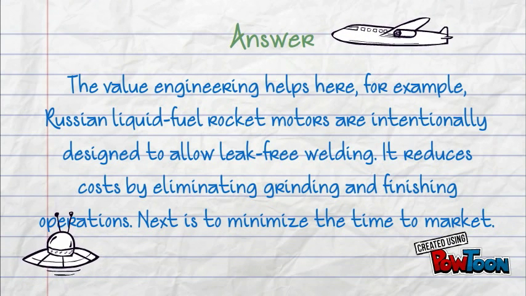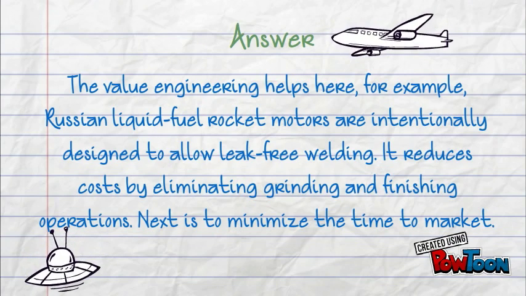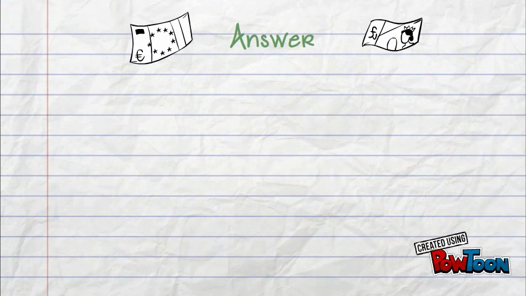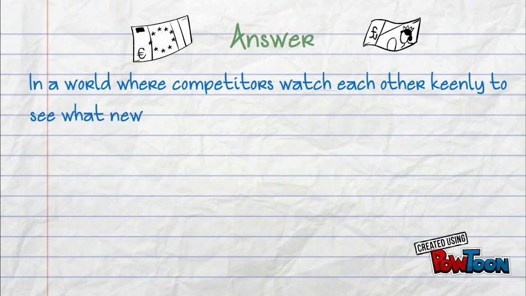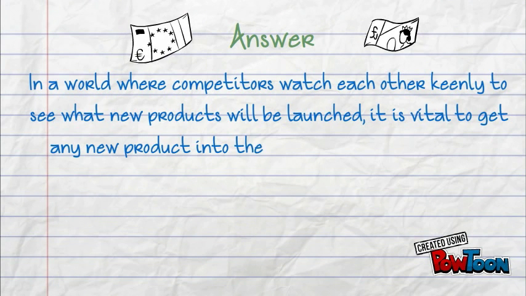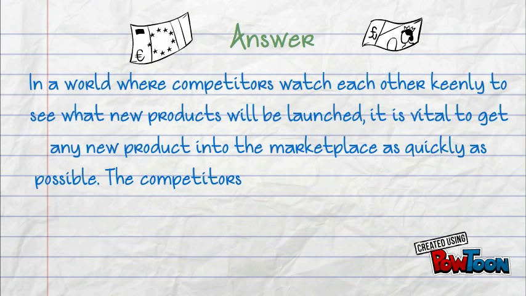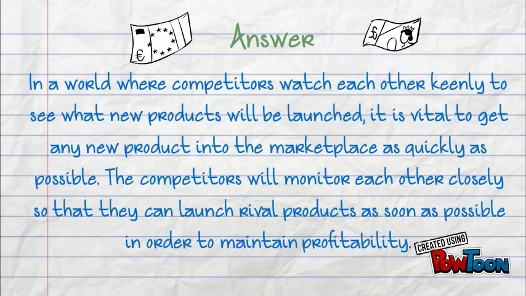Next is to minimize the time to market. In a world where competitors watch each other keenly to see what new products will be launched, it is vital to get any new product into the marketplace as quickly as possible. Competitors will monitor each other closely so that they can launch rival products as soon as possible in order to maintain profitability.